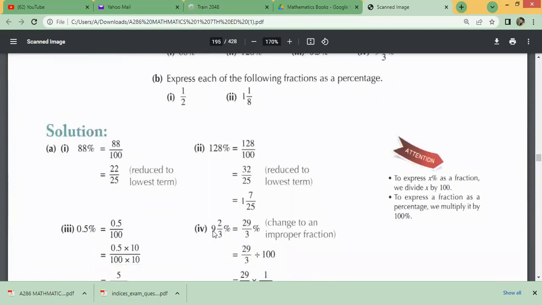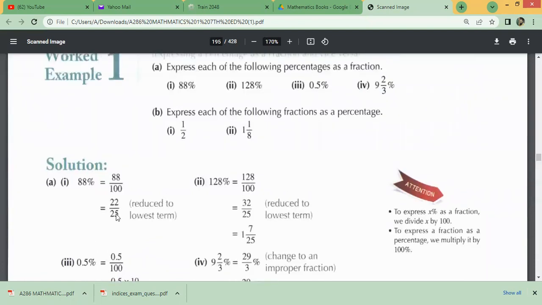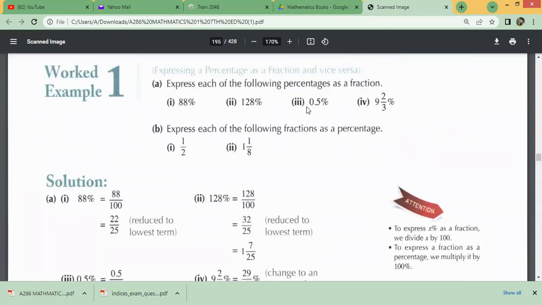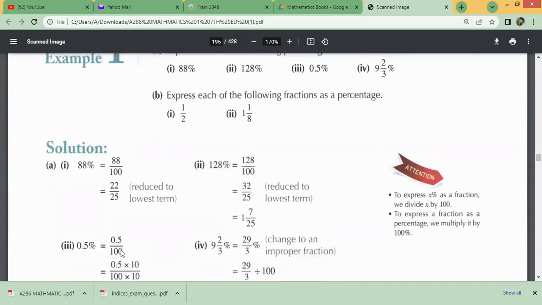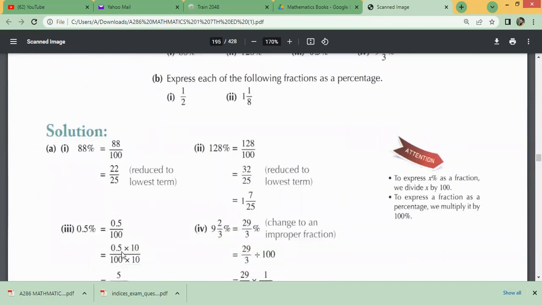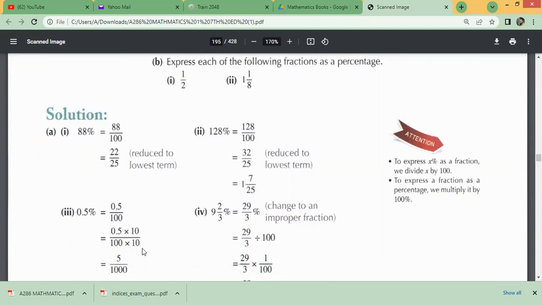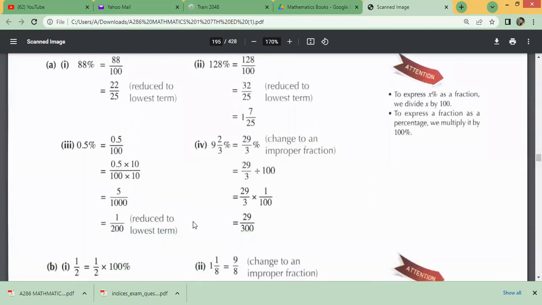And I had a previous video regarding how to convert decimal into fraction and things like that, which will be helpful over here as well. For example, in the third part, we have to represent 0.5% as a fraction. So 0.5 divided by 100, and 0.5 is again a decimal. We have to convert it into a whole number. So for that, we multiply and divide the fraction by 10. So it will be 5 upon 1000.